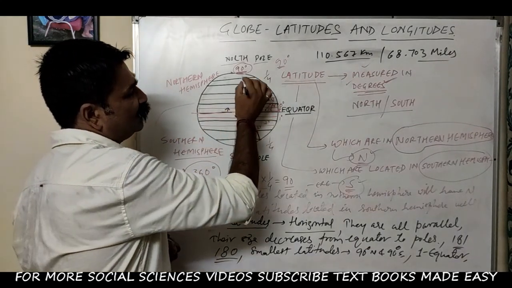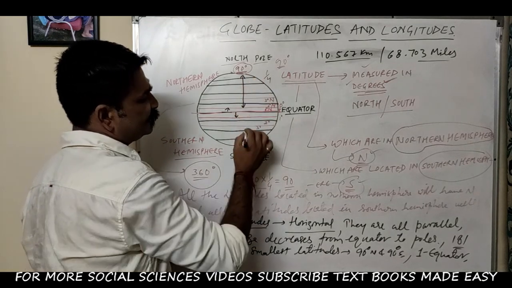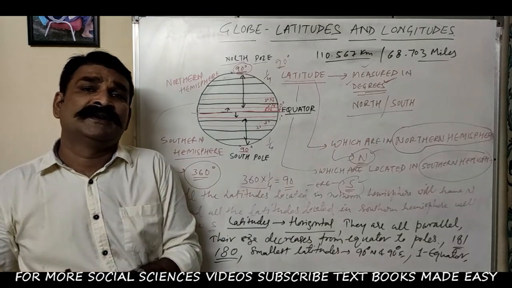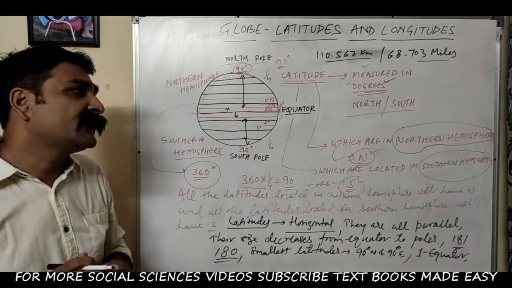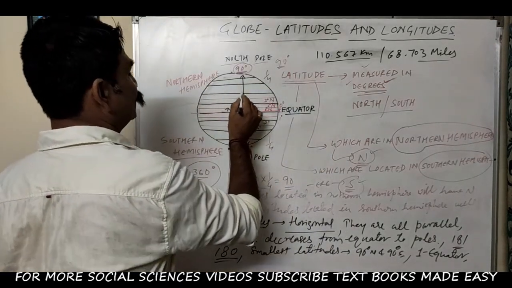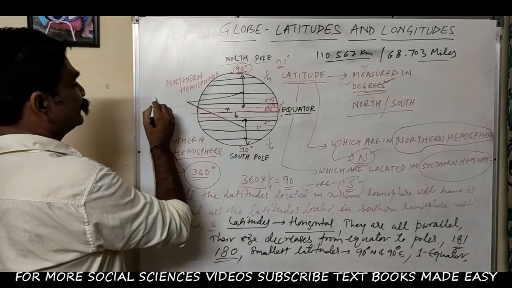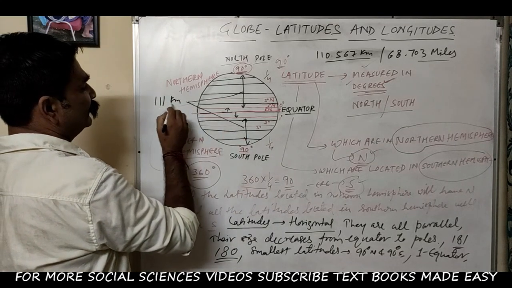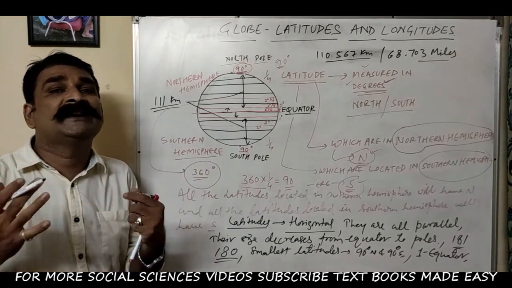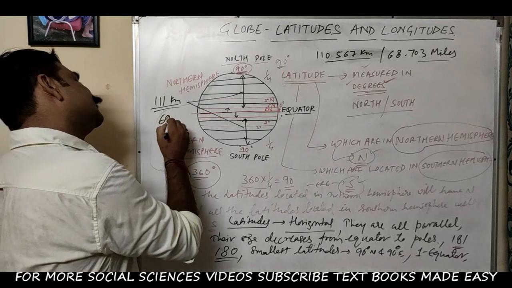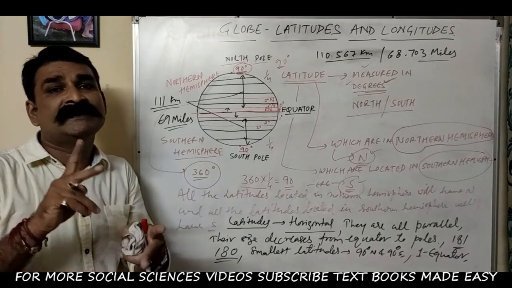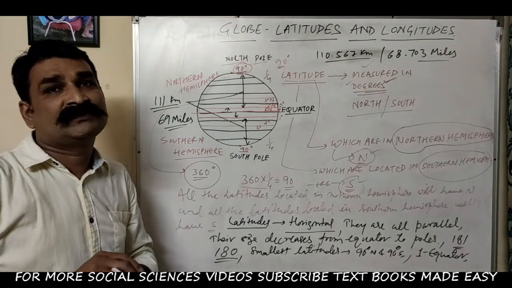And the rest of these latitudes have a distance of nearly 111 kilometers. How much? These latitudes have a distance of 111 kilometers, and in miles it would be roundabout 69 miles. Okay, this is the distance between two latitudes. Fine.